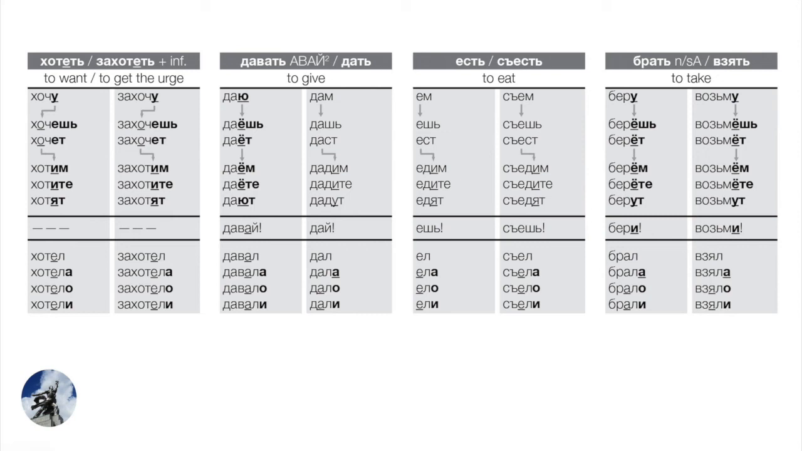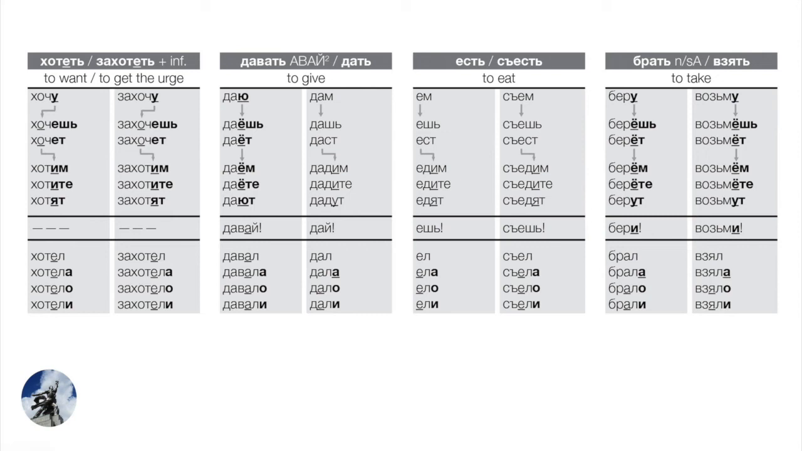Well, this happens to be another one of those verbs that we could think of as being inceptive in the perfective, meaning you start to feel an urge. You suddenly begin to want something, right? So again, захотеть, a good English translation for that is to get the urge to do something.